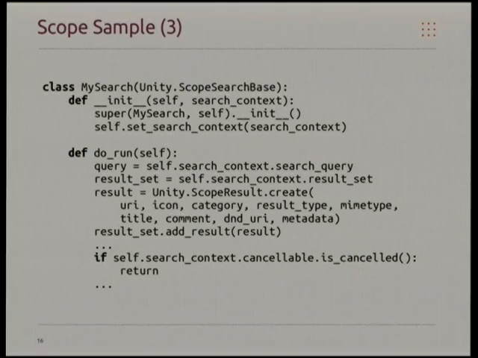So again, we get the search query, and then we've got a result set object we can push the results into. And the other thing is that the search is also provided with a cancellation object. You can either query it directly, or if you've got an API which can do asynchronous notification, you can use it to cancel things like glib networking stuff. So in general, if you're doing networked access, you probably want to make sure you use the cancellation stuff so that your scope stays responsive as users type.